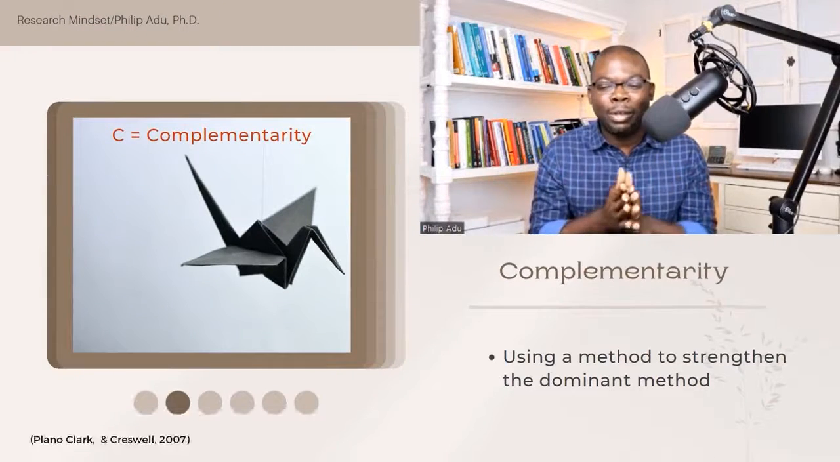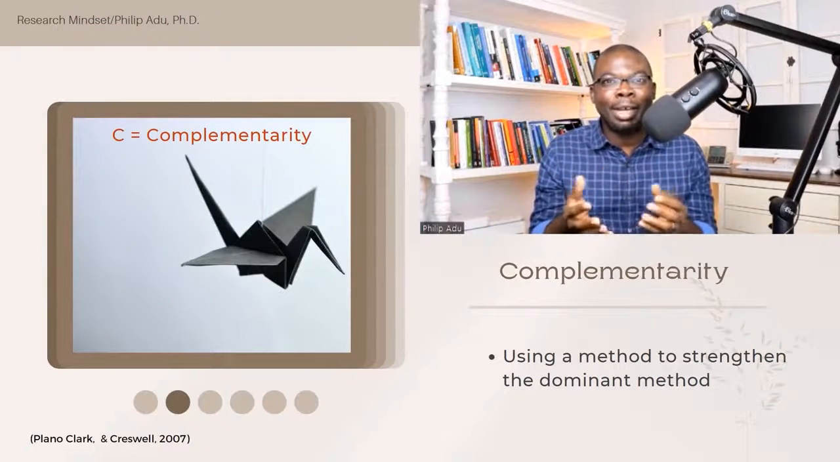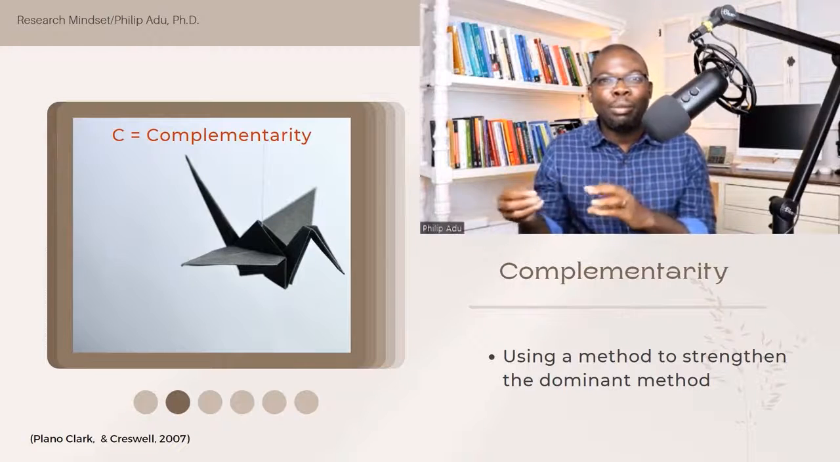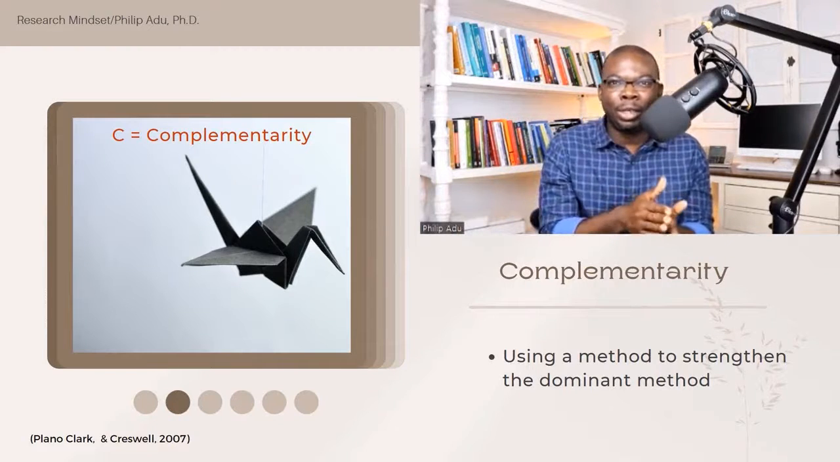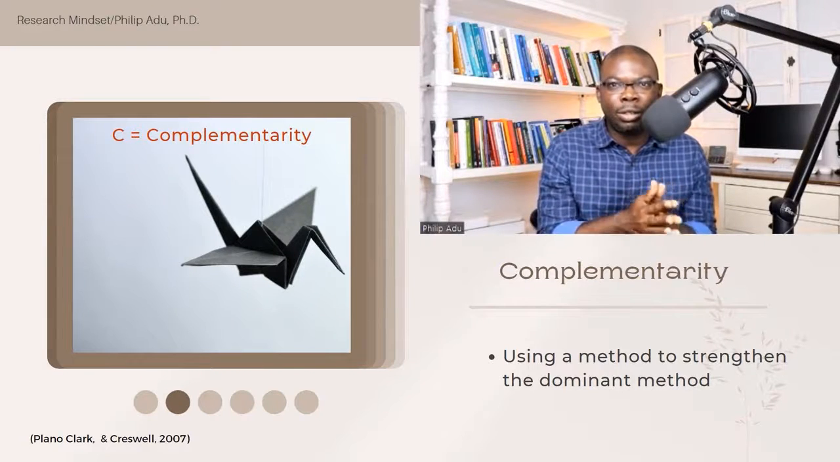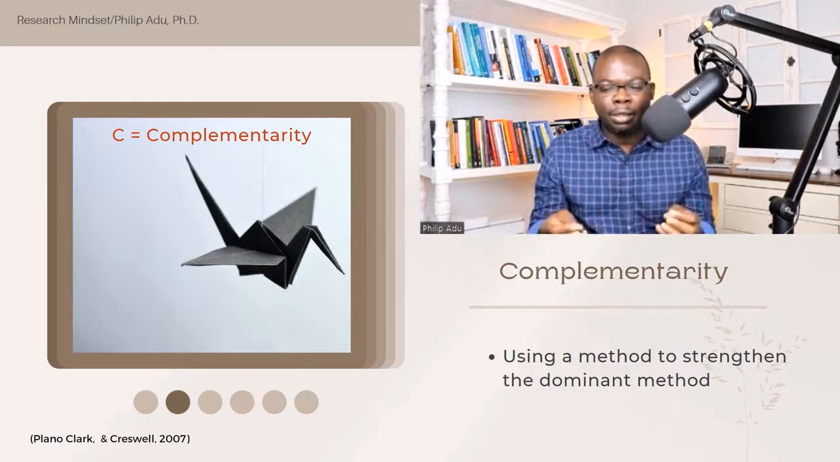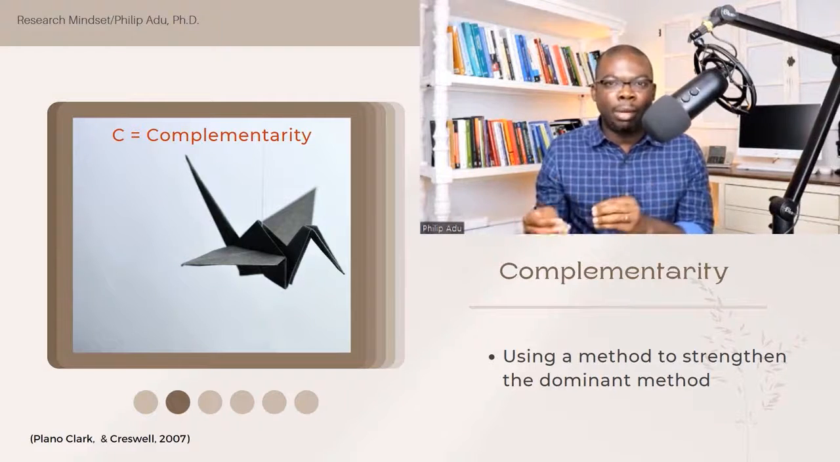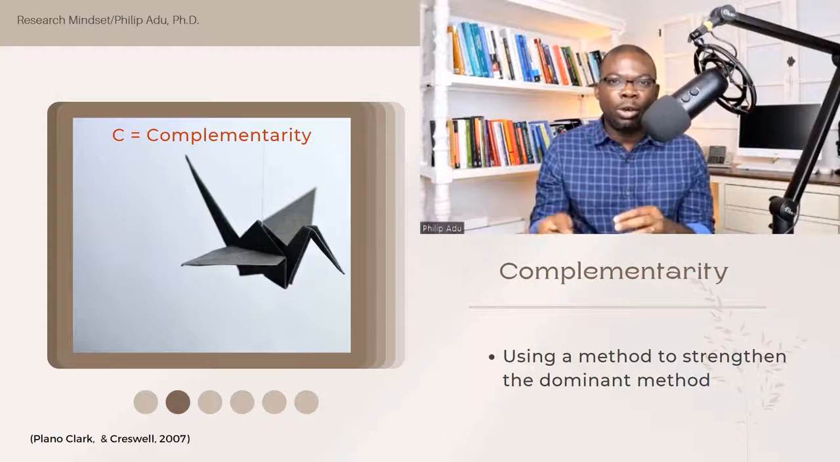Let's start with complementarity. As the name implies, you are using one approach to complement the initial approach. We all know that each approach has its limitations and strengths, right? Complementarity is all about using one approach to perfect or reduce the weakness of the other approach.